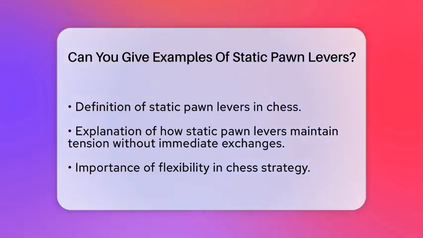A pawn lever is a situation where pawns create tension, often positioned diagonally to each other. While many think of pawn levers as dynamic moves, static pawn levers maintain that tension without immediate exchanges. This can be a strategic choice to keep options open for future moves.